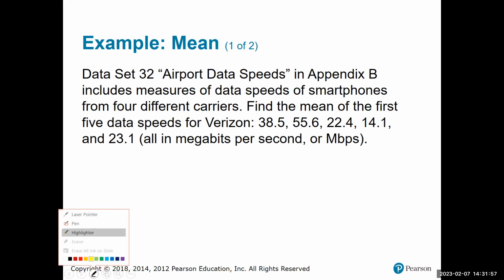All right, so let's look at this guy. Data set 32, airport data speeds in Appendix B includes measures of data speeds from smartphones from 4 different carriers. Find the mean of the first 5 data values. So it's going to look like this. And these are apparently in megabits per second. I'm not exactly sure what that is. Let's look at this. It's a sample because we're not looking at all data speeds. We're just looking at some. So we're going to say X bar.